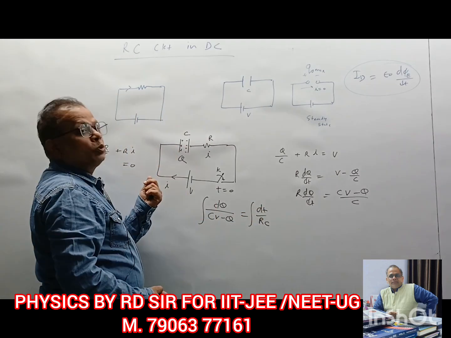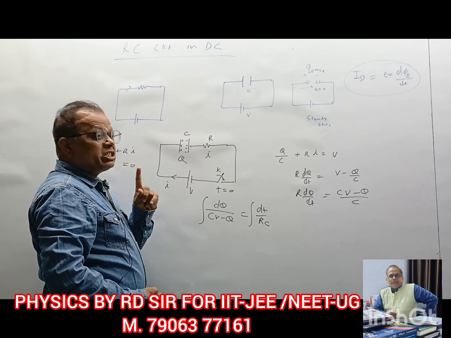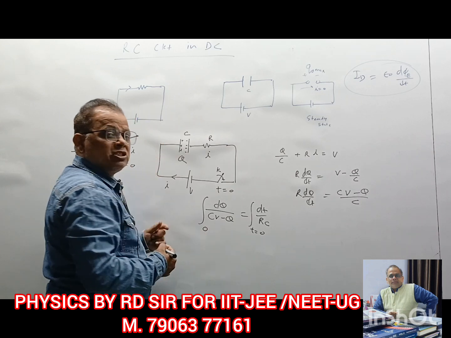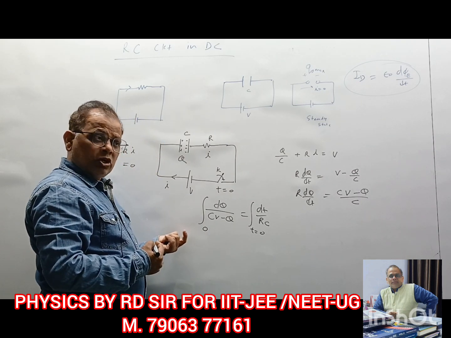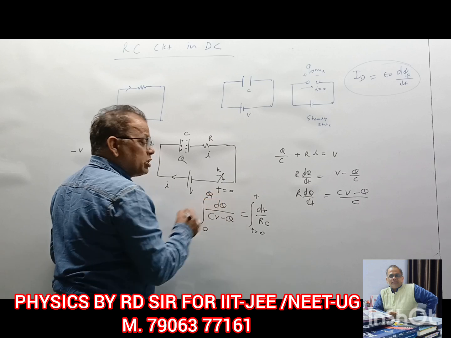We have already assumed that at t equal to 0, there is no charge in the capacitor. That is the initial state. So at t equal to 0, the charge on the capacitor is 0, so we can take it as 0. Are you getting my point? So at time t, the charge on the capacitor is q.